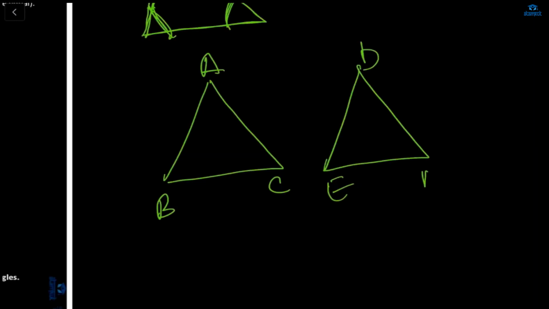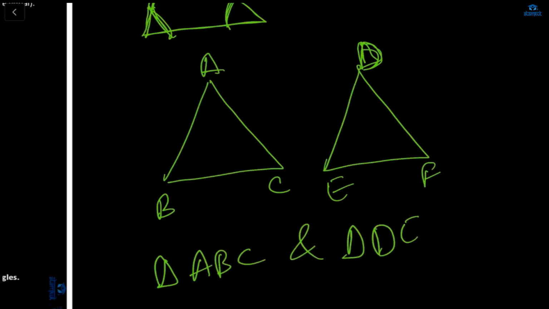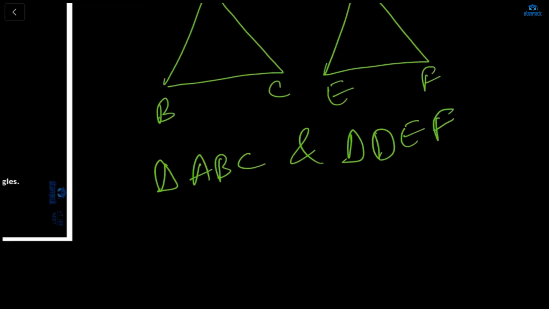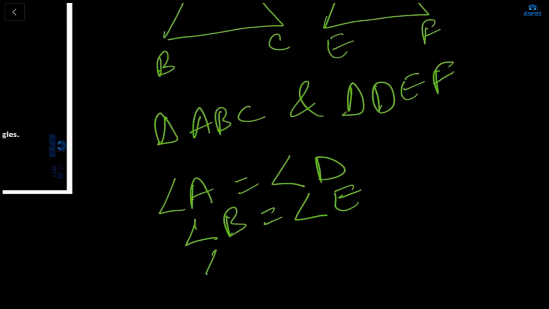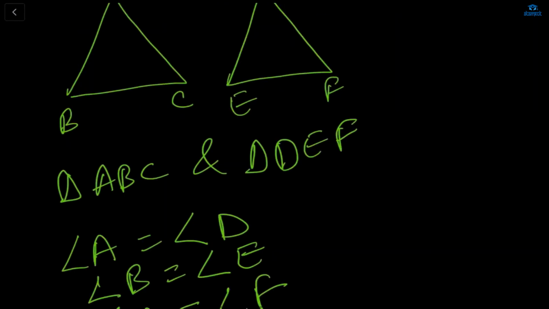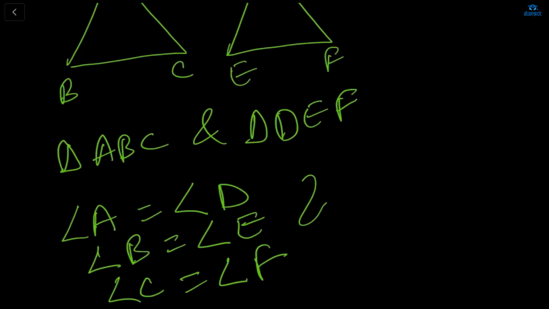If both the triangles ABC and DEF are to be similar, the condition is that angle A should be equal to angle D, angle B is equal to angle E, and angle C is equal to angle F. And the corresponding sides should be in ratio.